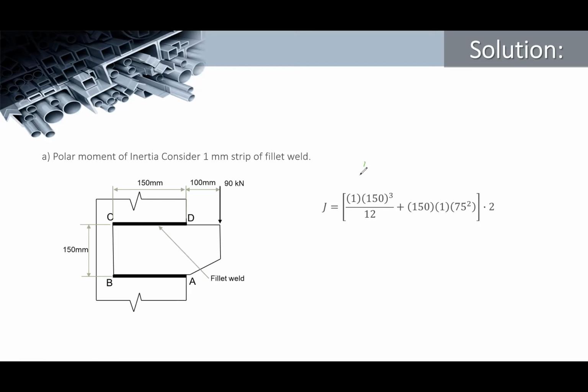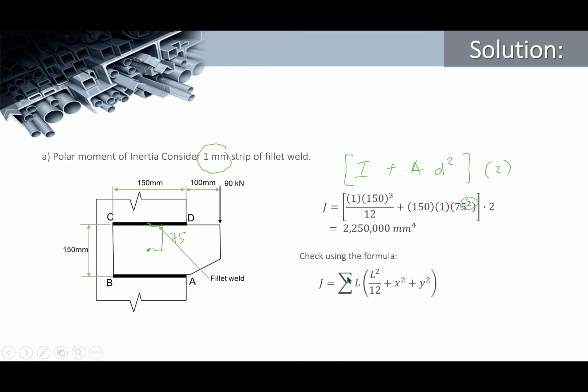This is I. Since dalawa yan and symmetrical siya, minultiply lang natin sa 2. Now, if we consider 1 mm daw, so ang magiging base natin is 1. So, 1 mm lang yung thickness o yung strip. So, 1 times the height, 150, cube over 12. Plus the area, 150 times 1. Tapos, ang D, bakit siya 75? Because ang centroid ng group is andito. Ang distance nung centroid ng individual is 75. Kaya siya 75 squared. If you compute that, makakompute natin yung J, which is 2,250,000 mm raised to the fourth.